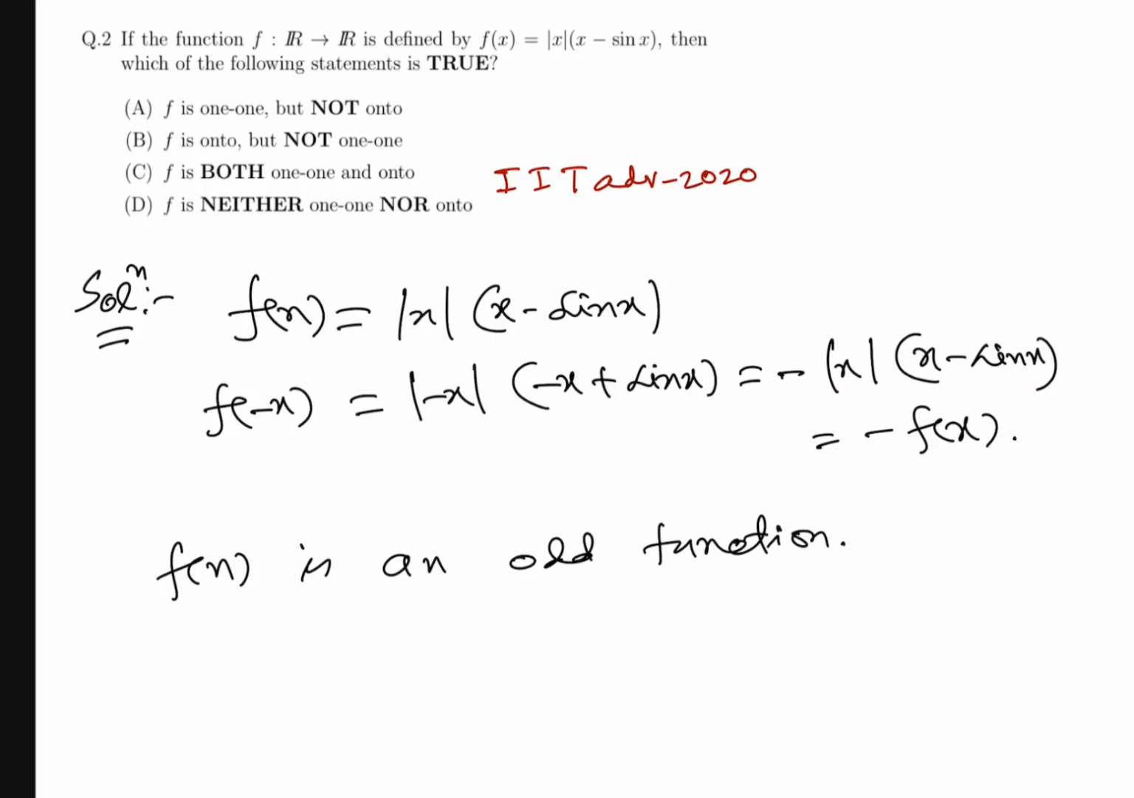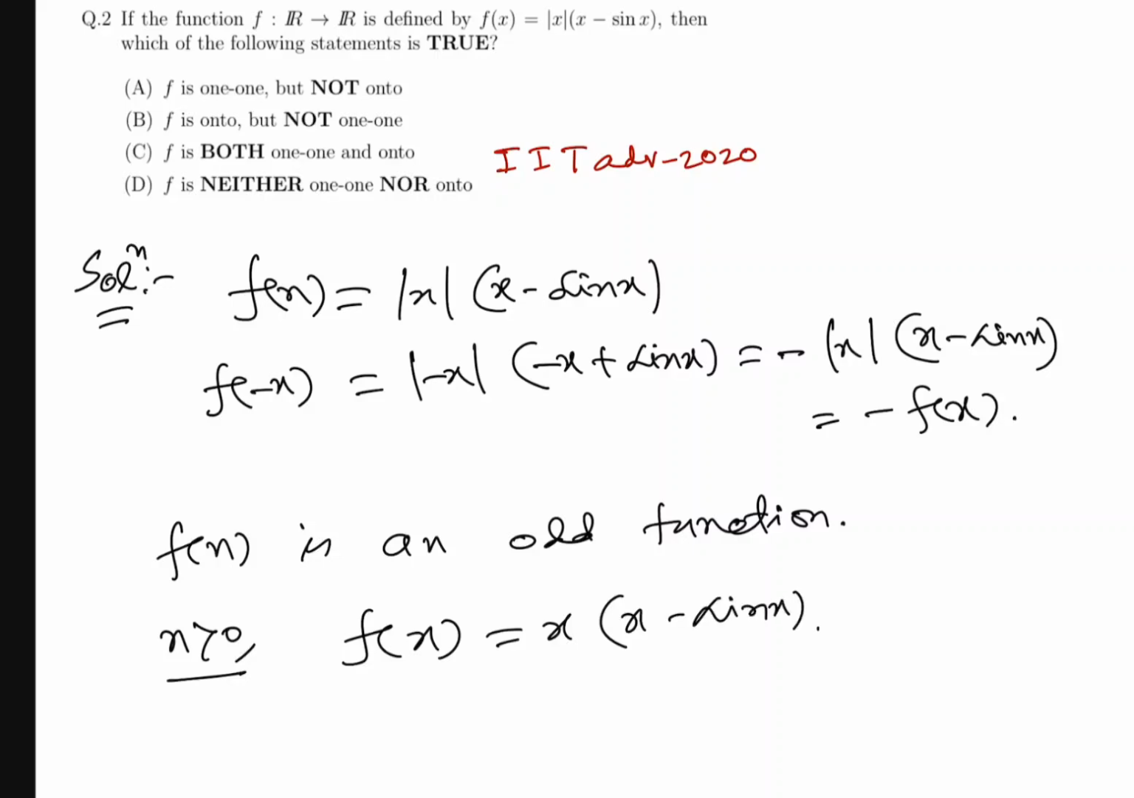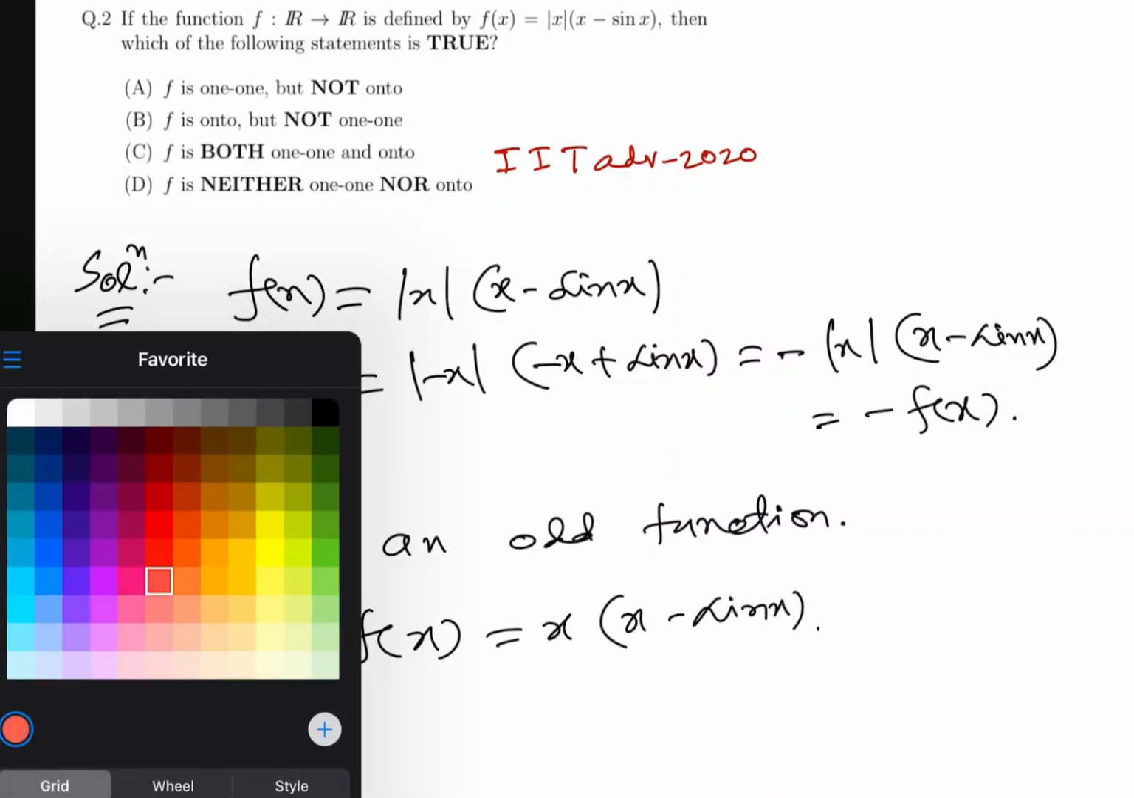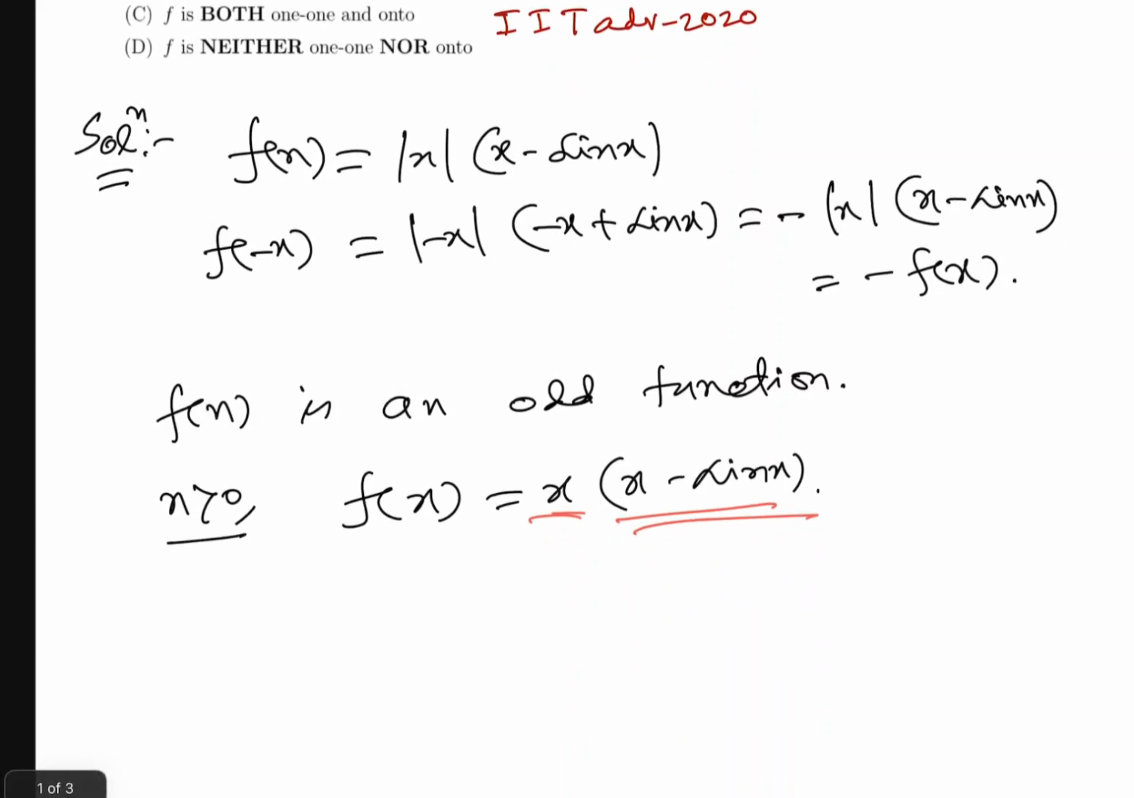So if we draw the graph or study the nature of the graph for x greater than 0, then this will be symmetric about the origin. So we will solve this problem considering x greater than 0. Then f(x) becomes x into (x - sin x). Clearly students, x is always strictly increasing. Then we have to study the behavior of this second part, that is x - sin x.